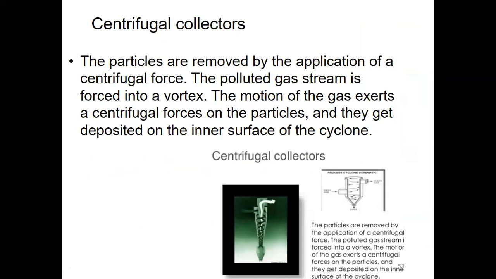Okay, this is another way we have not discussed, centrifugal collectors. So here also the centrifugation is done in this centrifugal collector. The particles are removed by the application of a centrifugal force, and the polluted gas stream is forced into a vortex. The motion of the gas exerts centrifugal forces on the particles. So here, in this image you can see the gas inlet is from here. The polluted gas comes from this side and the centrifugation happens. Then the cyclone moves and the larger particles will deposit on the side wall, and the clean air will go through the top of this tube.